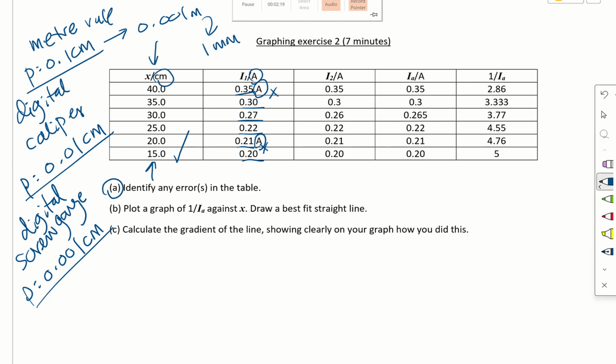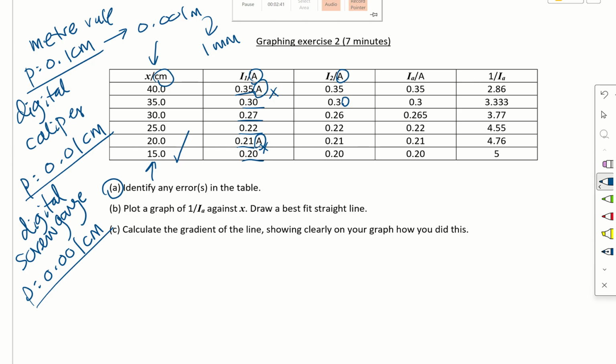Now we look at I2. Okay, over here there's no units in the data table because it's already in the heading. But I do have this error. It should be 0.30 just to be consistent. I'll elaborate more on the precision of the voltmeter and ammeter sometime later.